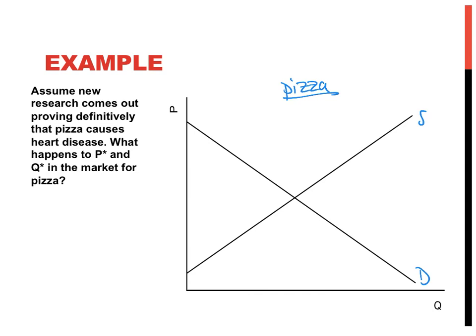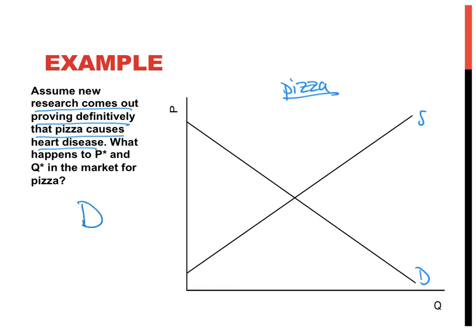So the next thing we want to do is say, okay, what is this event? We've got the research coming out that proves definitively that pizza causes heart disease. Is that going to affect supply? So plans of sellers, plans of buyers, or neither, or both? And research about the effects of eating pizza shouldn't affect how much sellers want to sell, but it might affect how much pizza consumers want to eat. So this would affect demand.